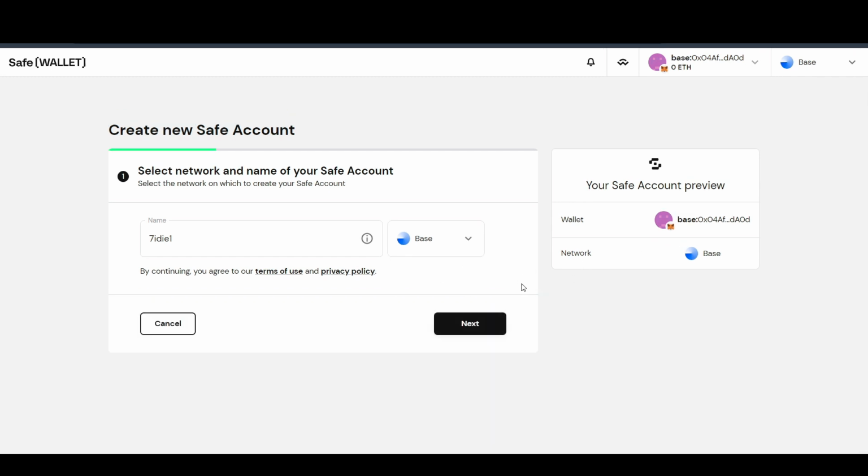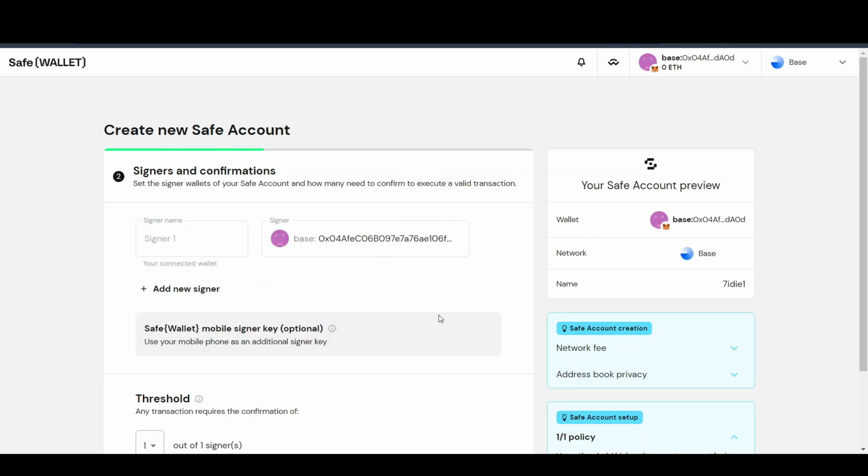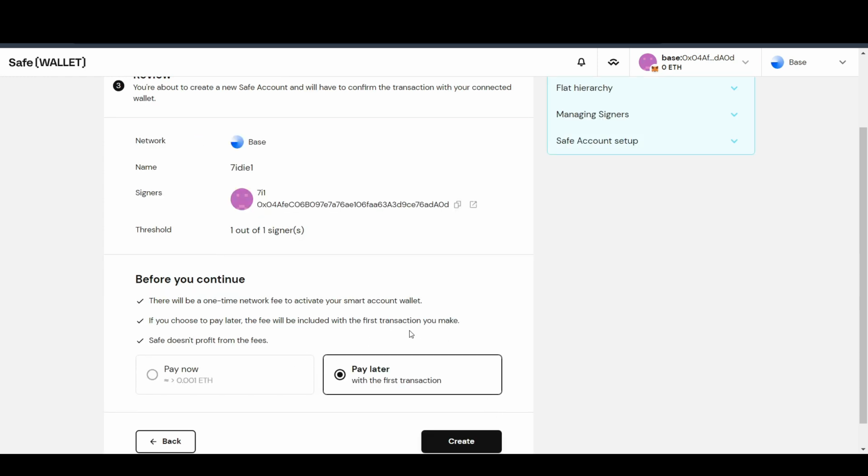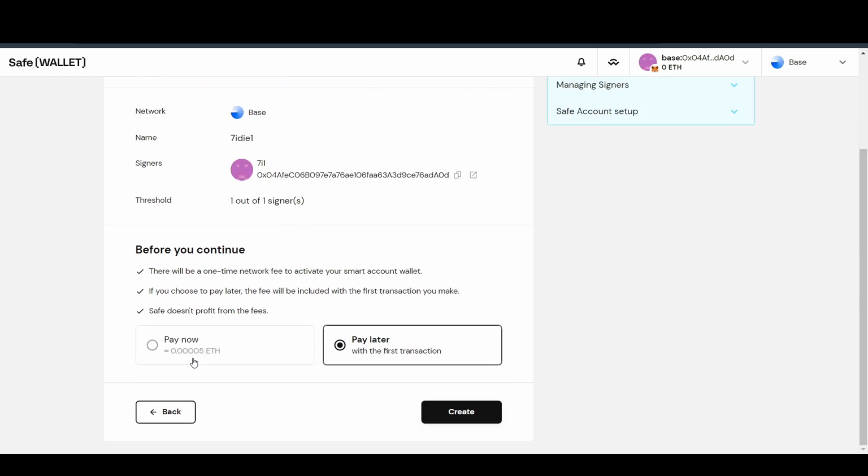So there are a lot of other wallets supported as well here. So as you can see, you can actually add different signers, and if you want to add multi-sigs, you can also do that. So I will just do that here, just to show you how it works. So you can also pay later or pay now. Before you continue, there will be a one-time network fee to activate your smart account wallet, but it depends on us if we want to pay now or later. So let's just say that we do that, and we have our account here.